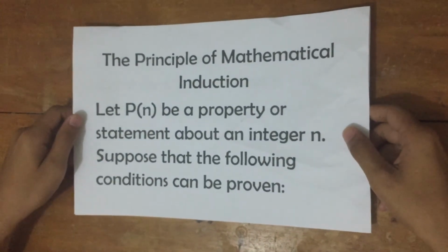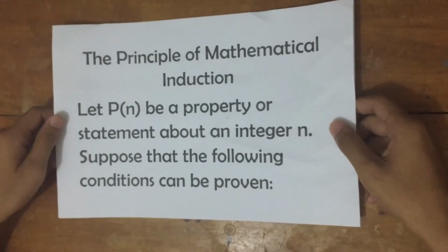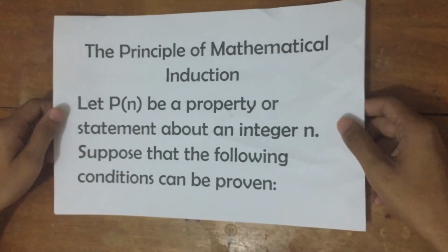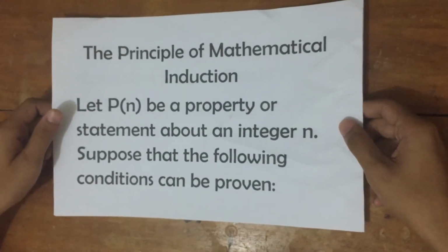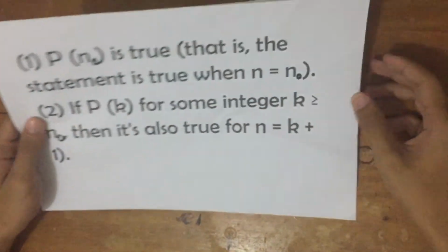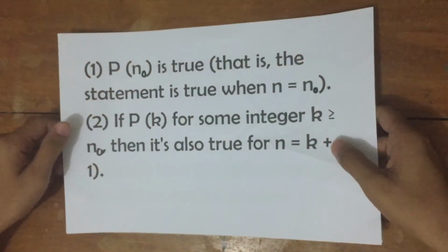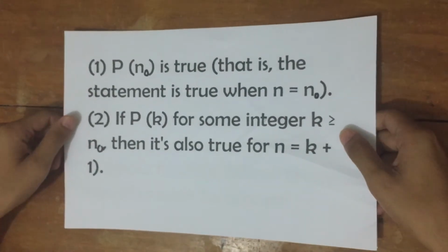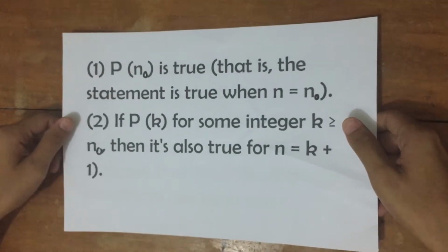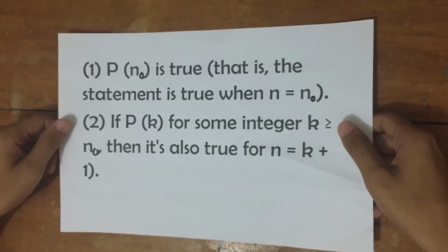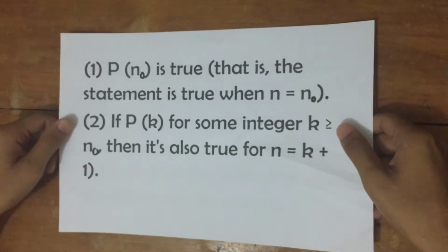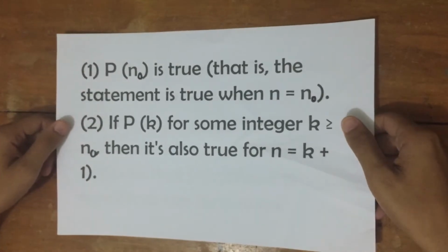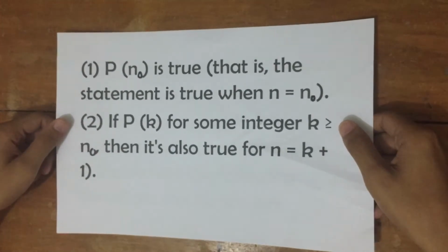The principle of mathematical induction. Let P of n be a property or statement about an integer n. Suppose that the following conditions can be proven. So there are two conditions. First condition, P of n sub 0 is true. That is, the statement is true when n equals n sub 0. Second condition, if P of k is true for some integer k greater than or equal to n sub 0, then it is also true for n equals k plus 1.